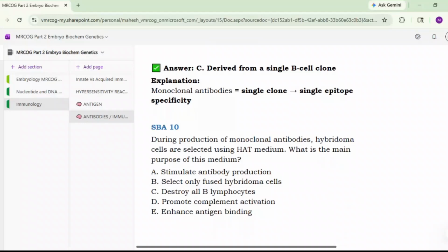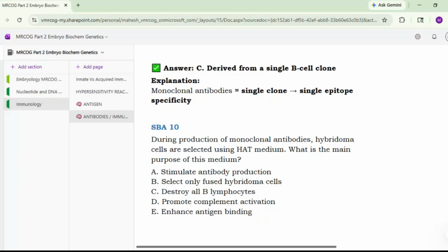Next. During production of monoclonal antibodies, HAT medium is used. Hybridoma cells are selected using HAT medium. What is the main purpose of this medium? Stimulate antibody production, select only fused hybridoma cells, destroy all B lymphocytes, promote complement activation, enhance antigen binding. Sir, option D, promotes complement activation.